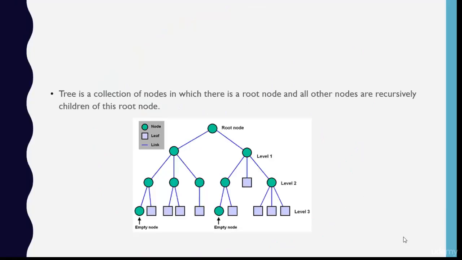A tree is a collection of nodes in which there is a root node and all other nodes are recursively children of this root node. What does it mean is that the root node has some child nodes, those child nodes have their child nodes, and so on. We represent each node of a tree by an object. As with linked lists, we assume that each node contains a key field. The remaining fields of interest are pointers to other nodes, and they vary according to the type of the tree.